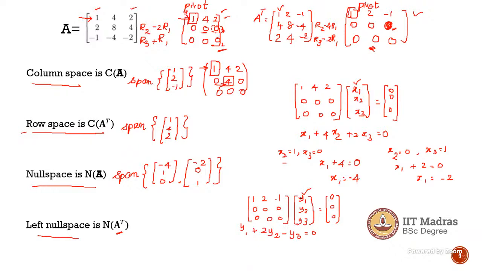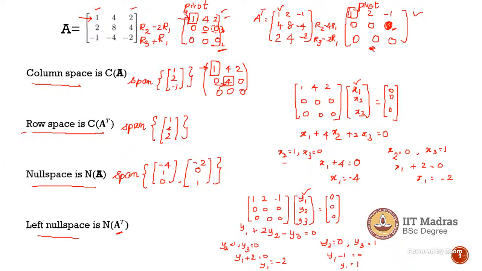So here there is once again only one pivot variable and 2 free variables. So you choose y2 equal to 1 and y3 equal to 0. Now y1 plus 2y2, that is plus 2, and y3 is 0, that is equal to 0. Hence y1 is equal to minus 2. The second case is y2 equal to 0 and y3 equal to 1. At that time, you will get y1 minus 1 equal to 0. So y1 is equal to plus 1.